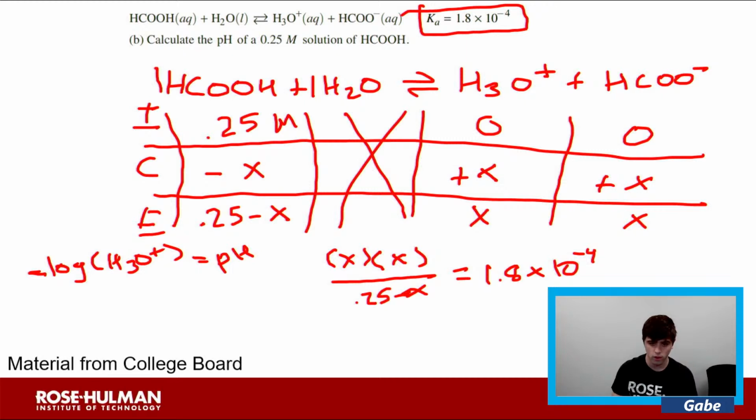So to make this a little more simple, if we examine the Ka value, we can see that it's times 10 to the negative 4, which is a very, very small value. So when we're subtracting X from 0.25 to get 1.8 times 10 to the negative 4, that's going to be a very, very small number of X to where it's going to be very negligible to be subtracted from 0.25. So we can get rid of that and make it a lot more simple. So now we can just solve for X by simply pulling out our calculators, and we're going to do 1.8 times 10 to the negative 4 times 0.25. So that will be equal to X squared, because we have these two X's up here that are multiplied to each other. So we take the square root of that, and we get our value of X.